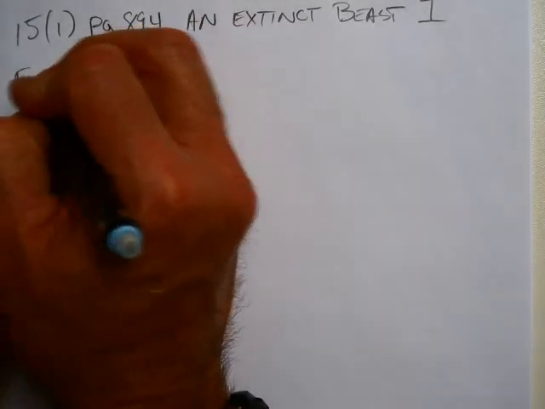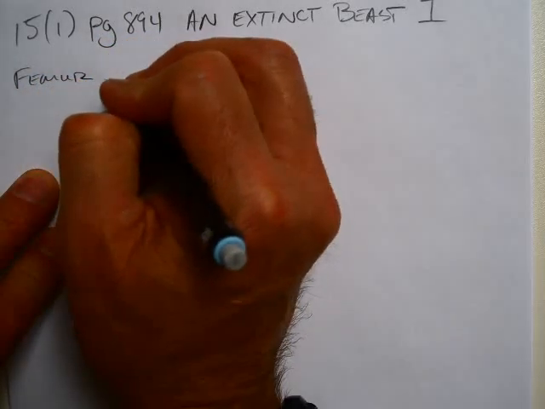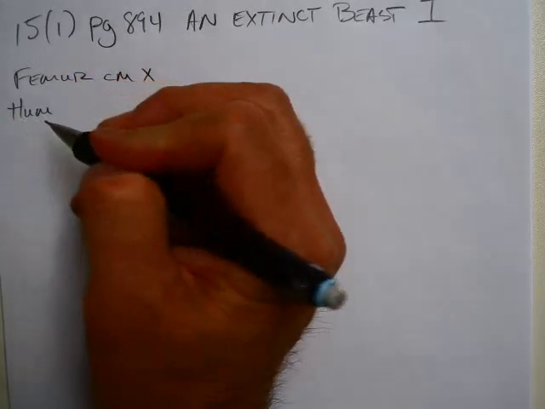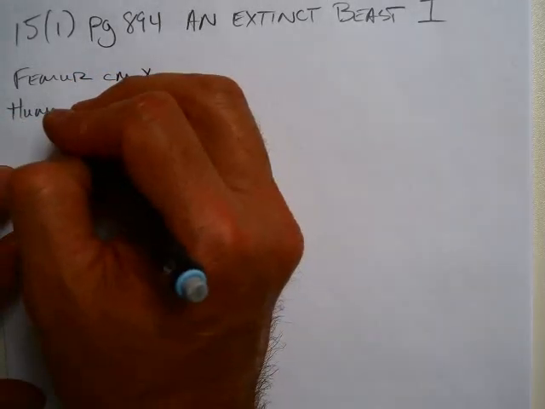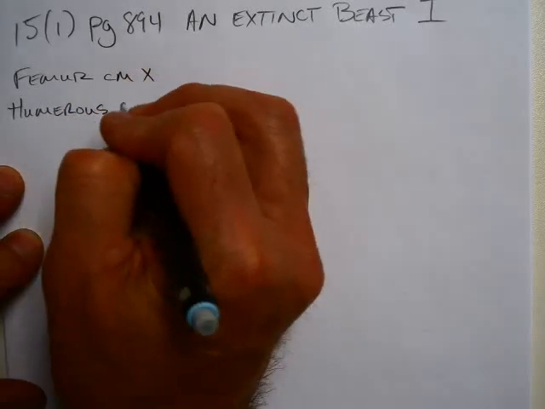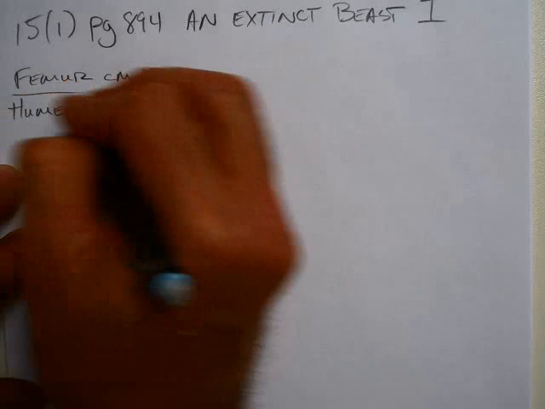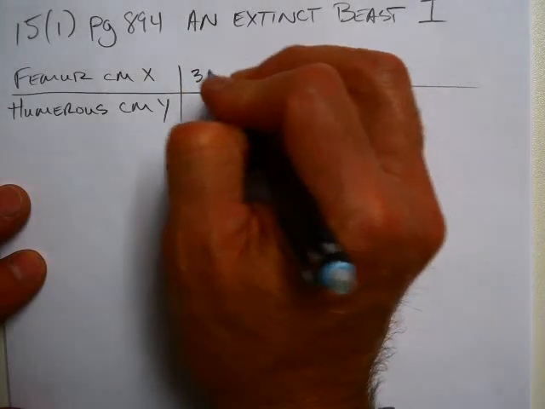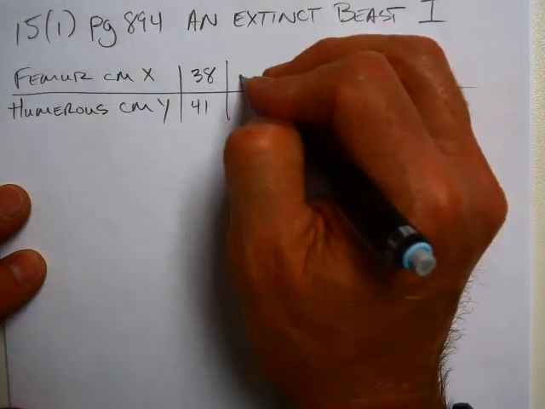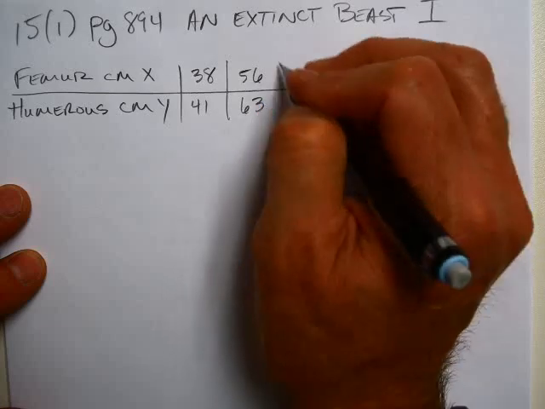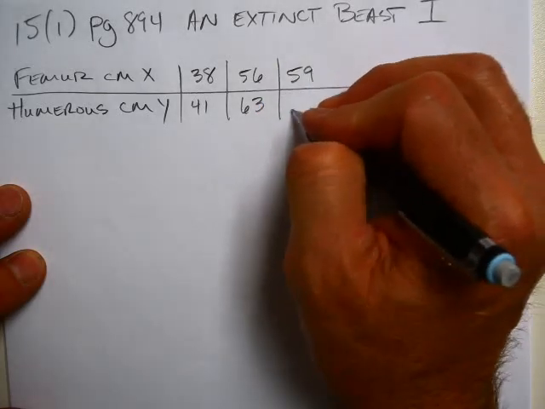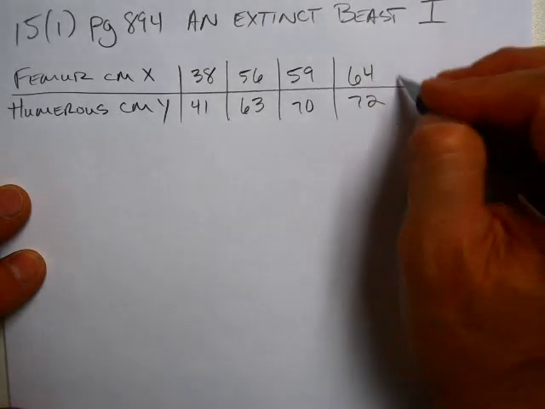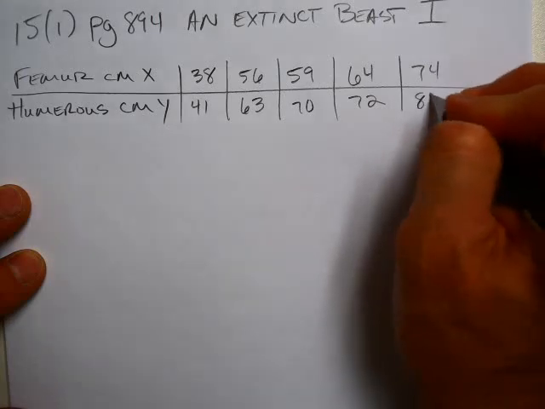So here's what we've got. Femur. This is going to be in centimeters, and it'll be our x, and then our humerus. That'll be our y. So the values that they give us are 38 and 41, and 56 and 63, and 59 and 70. 64 and 72, and lastly 74 and 84.